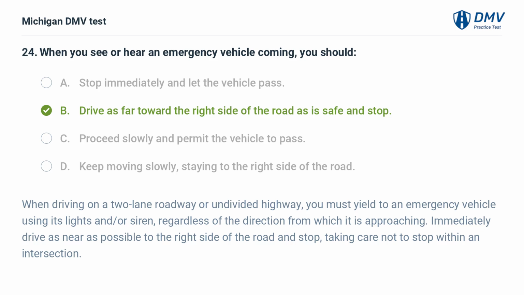B. Drive as far toward the right side of the road as is safe and stop. When driving on a two-lane roadway or undivided highway, you must yield to an emergency vehicle using its lights and/or siren, regardless of the direction from which it is approaching. Immediately drive as near as possible to the right side of the road and stop, taking care not to stop within an intersection.